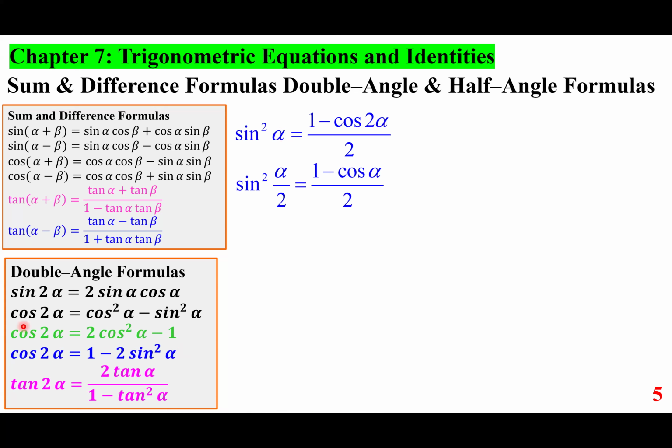Now, for the green one, if you move the minus 1 to the other side, it becomes plus 1 divided by 2, which is cosine squared alpha. So the green one gives you that. And you do the same thing if you let 2 alpha be, for example, beta, this becomes beta divided by 2. So that's the half angle formula.